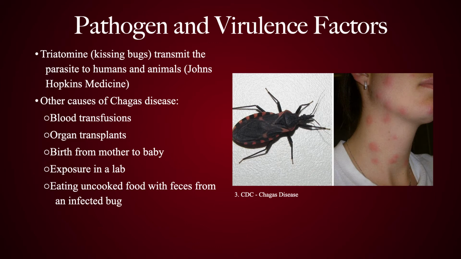Some more things that may cause Chagas disease are things like blood transfusions, organ transplants, birth from mother to baby, exposure in a lab, and eating uncooked foods with the feces from the infected bug on it. Blood and organ transplants are big just because if you are infected and you put your blood into somebody else that you're donating it to, it may cause problems, and I will explain that in just a second. The picture to the right is the bug that is infected, and this is the rash from the bites that may appear.